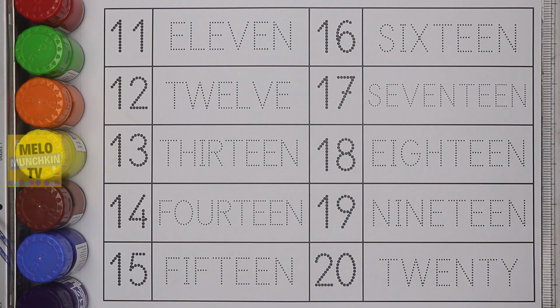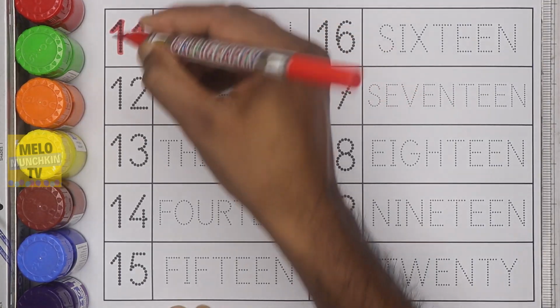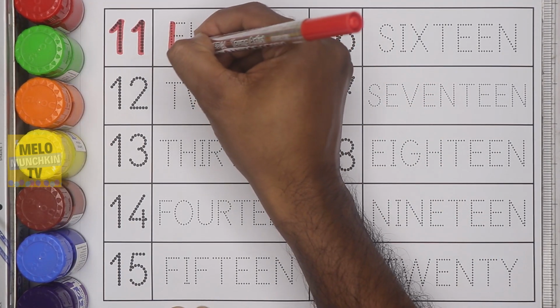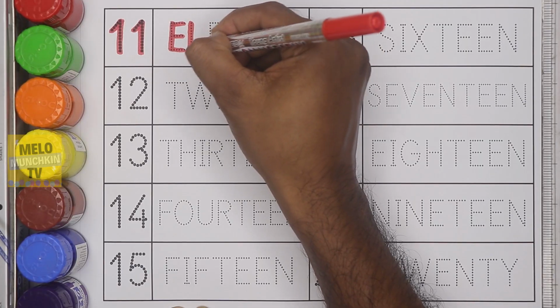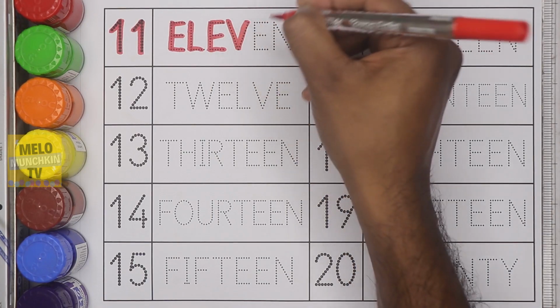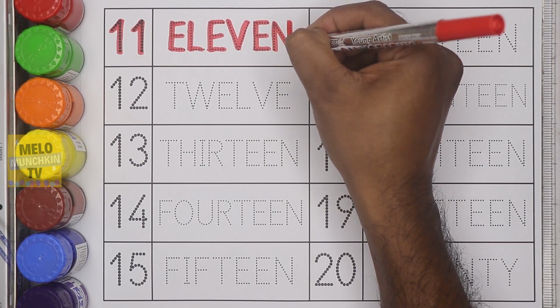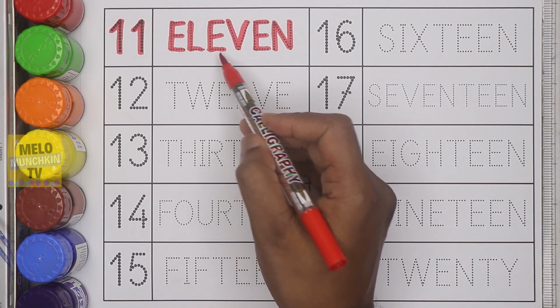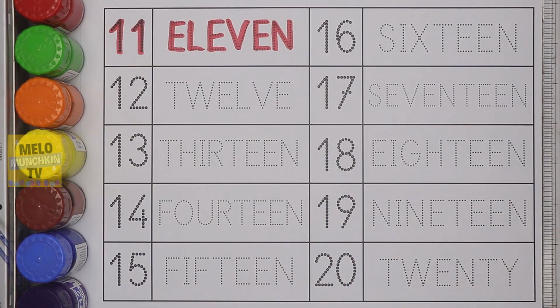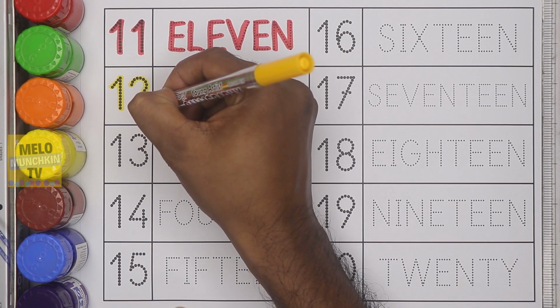So let's get started. First I'll take red color and write number 11, that is 1 1, 11, and the spelling is E-L-E-V-E-N, 11. E-L-E-V-E-N, 11.